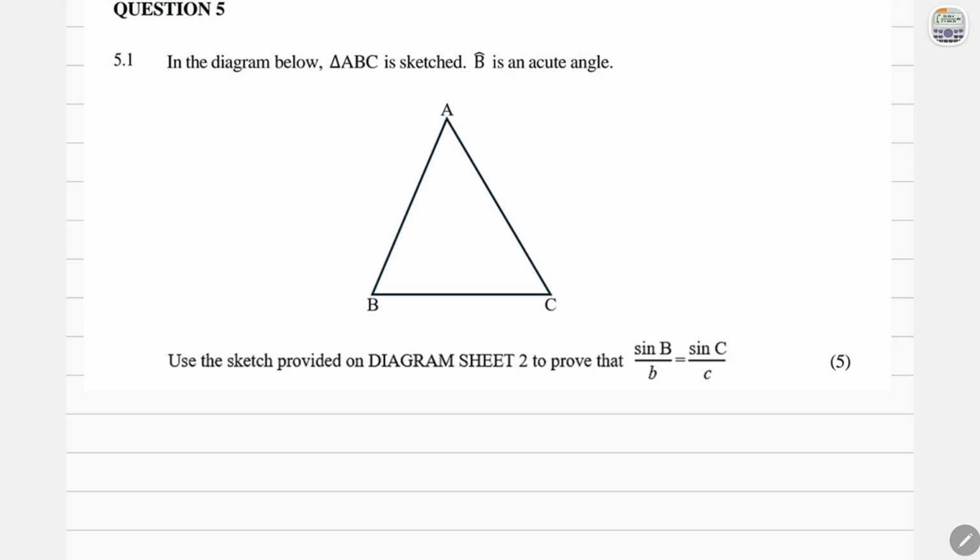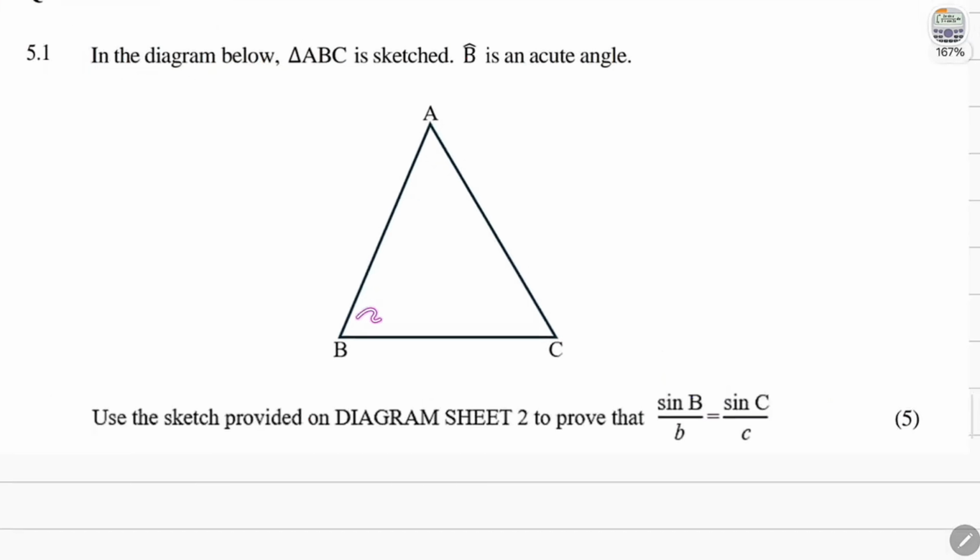Grade 11s, remember that they can also ask you to prove this using an obtuse angle triangle. So you need to know how to prove both cases. With an acute or obtuse triangle, it's still the same idea. We have this triangle and we're trying to form sine angle B and sine angle C.